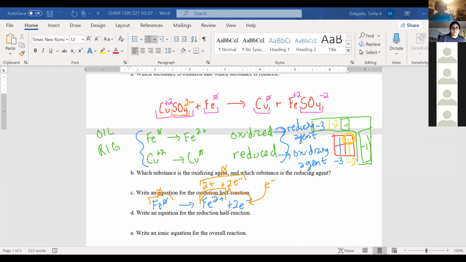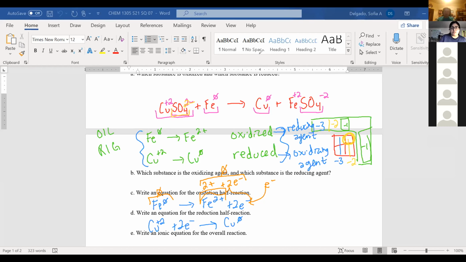Okay, cool. So then now let's do the reduction half reaction. What do we need to do for that one? For that one, the electrons would be on the reactant side. Okay, so we would do copper 2 plus, plus 2 electrons, yields copper 0. Yes? Okay, and then same reasoning, right? We want to make sure that the charge equals the same on both sides.